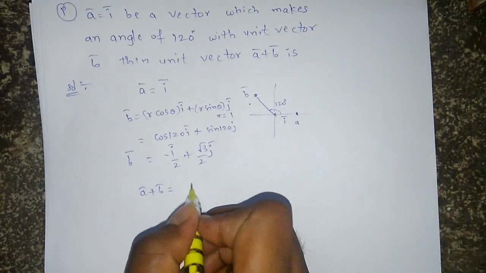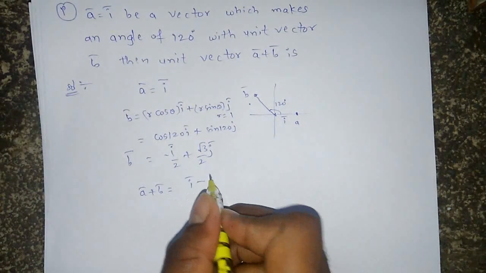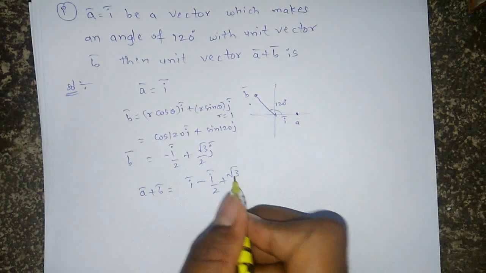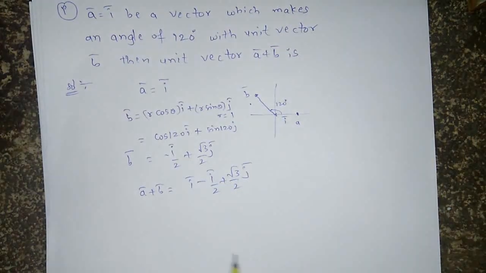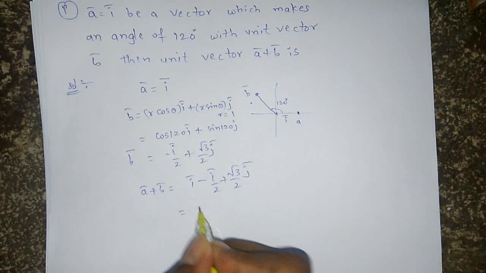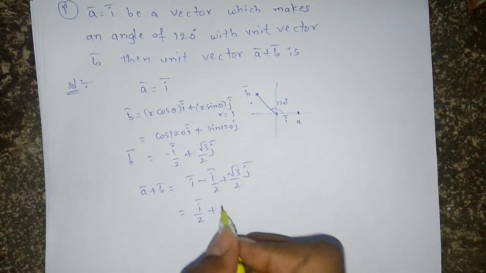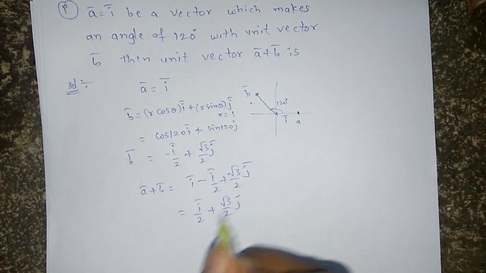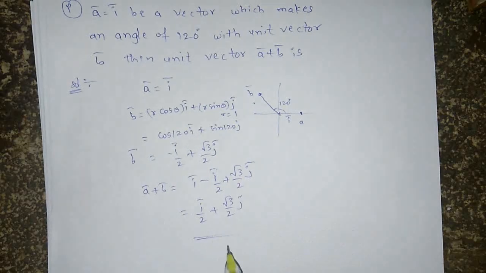That is I bar, and B bar is minus I bar by 2 plus root 3 by 2 into J bar. I bar minus I bar by 2 is I bar by 2. So this is I bar by 2 plus root 3 by 2 into J bar. That is the required vector.